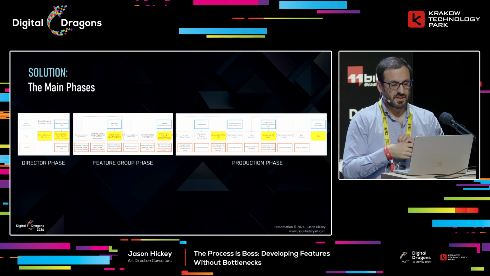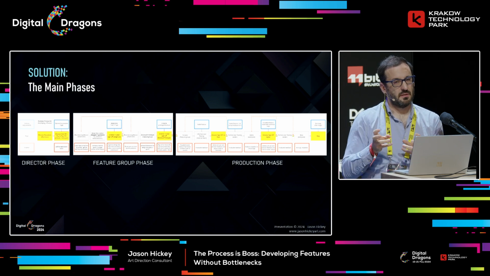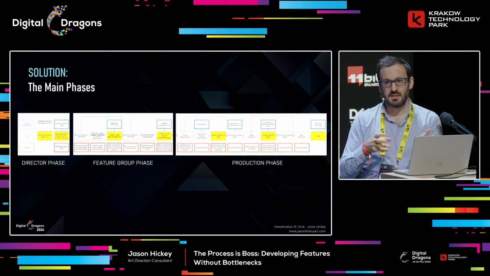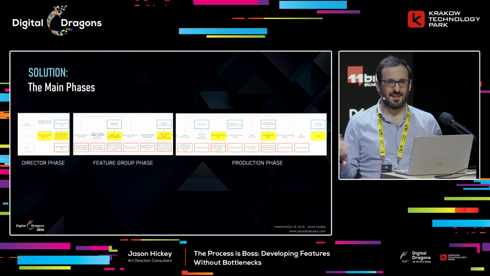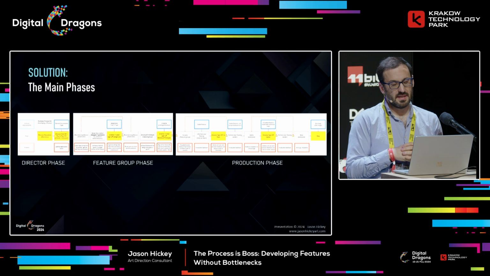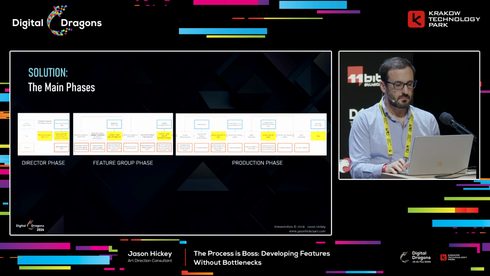The direction phase is really short. There's only two stages, but it's really, really important because it sets up everything else. And the production phase is really long, but we're not going to talk about that too much because, as I said, it's a pretty well-known and established way of working. The feature group phase is essentially about getting from the director's vision to the start of production.